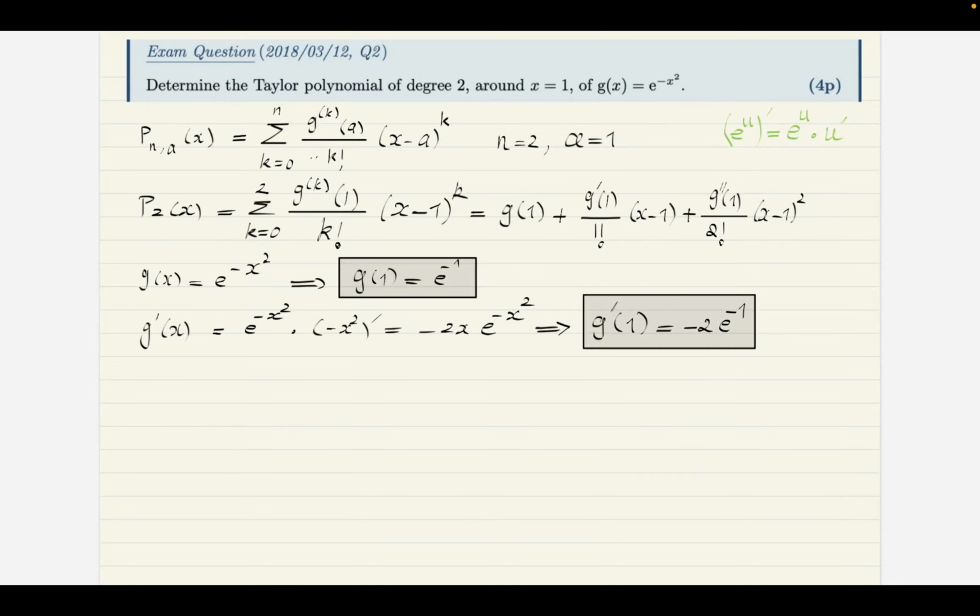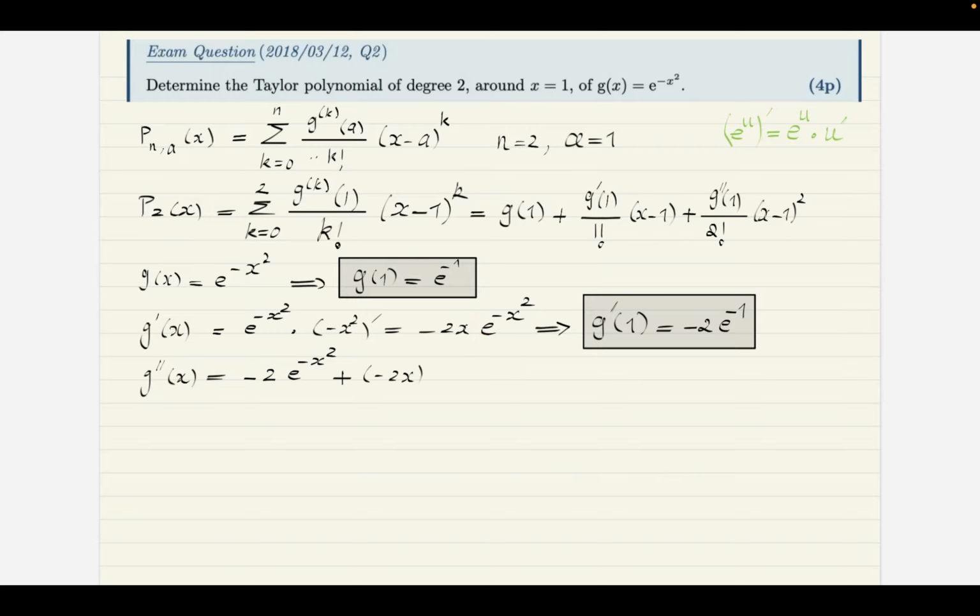Okay, for calculating the last number, I have to differentiate this function once more, yes? So this is g prime of x. In order to find g double prime, I have to differentiate this function. But you see, this is the product of two functions, so I have to use the product rule. So the second derivative will be the derivative of the first one multiplied by the second one itself. The derivative of the first one will be minus 2e to the power minus x squared, plus the first one multiplied by the derivative of the second one.